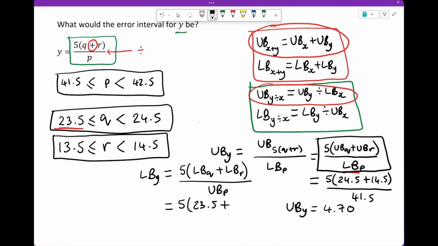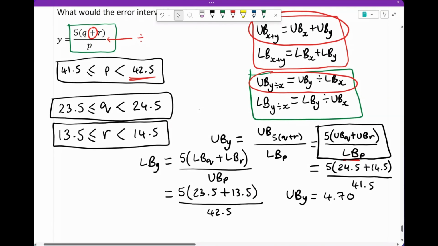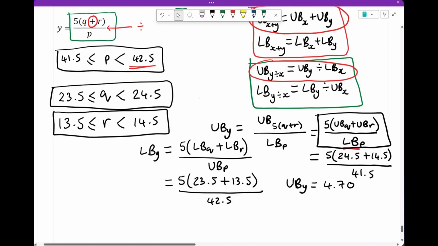Then plus our lower bound for R, which was the value 13.5. And then we need our upper bound for P, which is the value 42.5. And then if we put that calculation into my calculator, we should get the lower bound for Y. And we get 4.35. Then we can write out our error interval for Y.